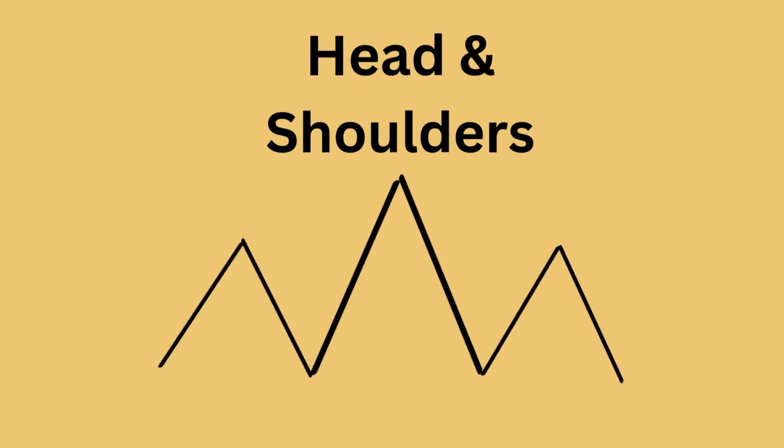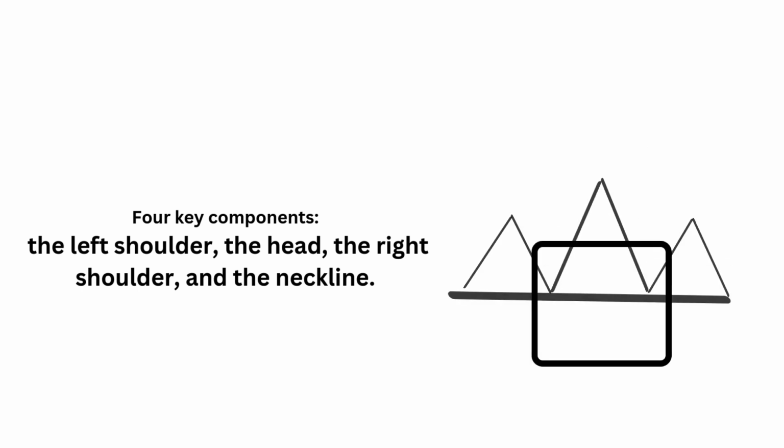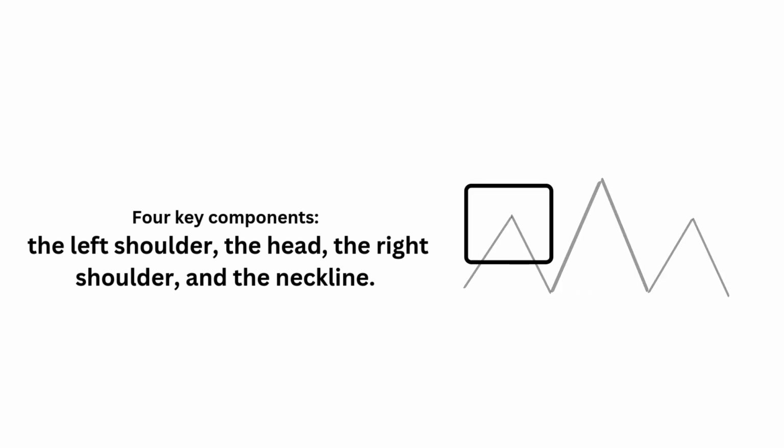Anatomy of the pattern. Let's break down the structure of the Head and Shoulders pattern so you can easily recognize it on a chart. The pattern has 4 key components: the left shoulder, the head, the right shoulder, and the neckline. Left shoulder. The left shoulder forms when the price rises, then retraces to a certain level before rising again to form the head. This initial peak represents the first sign of potential weakness in the trend.